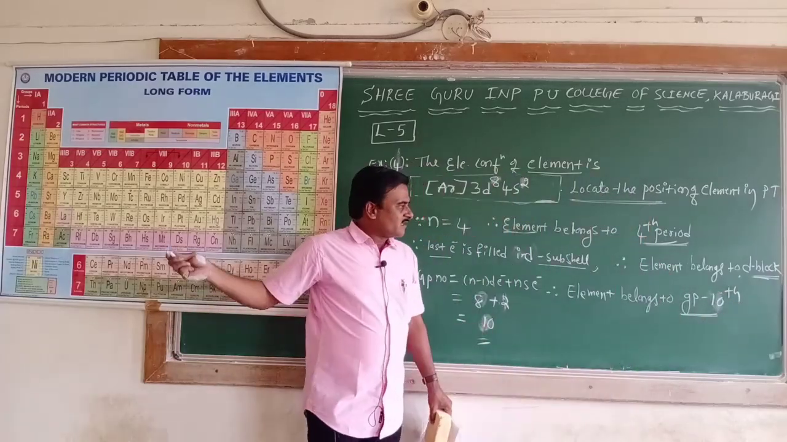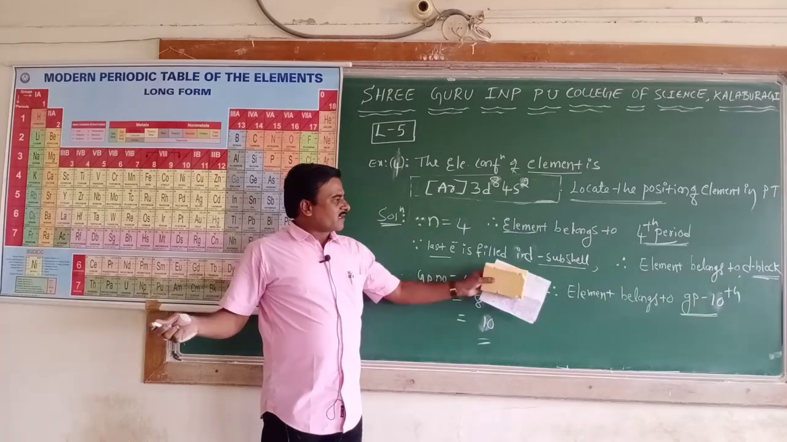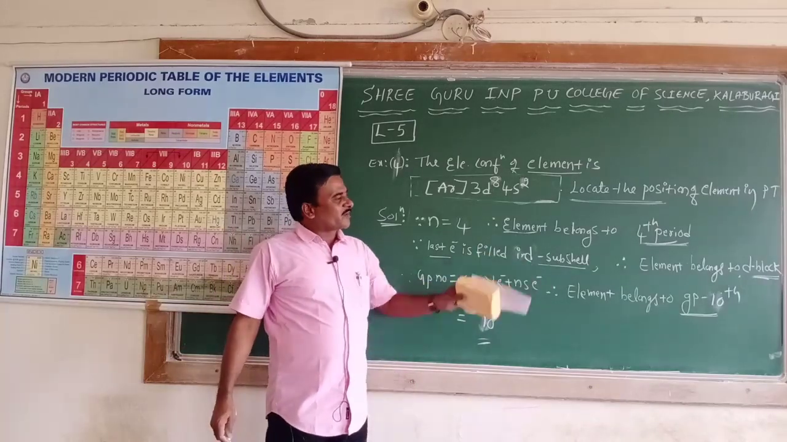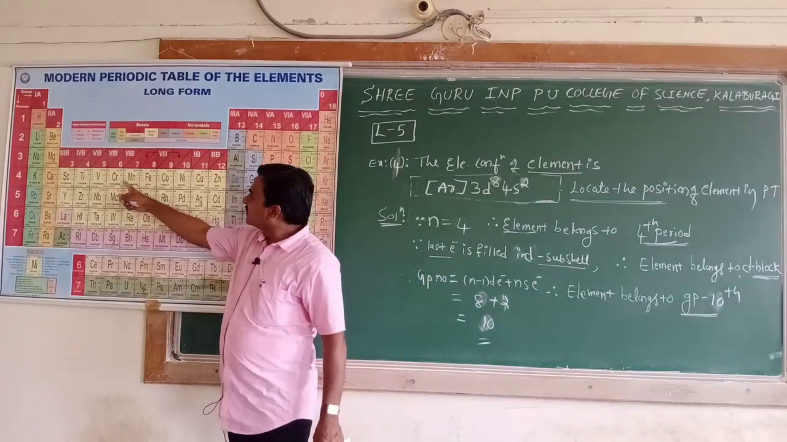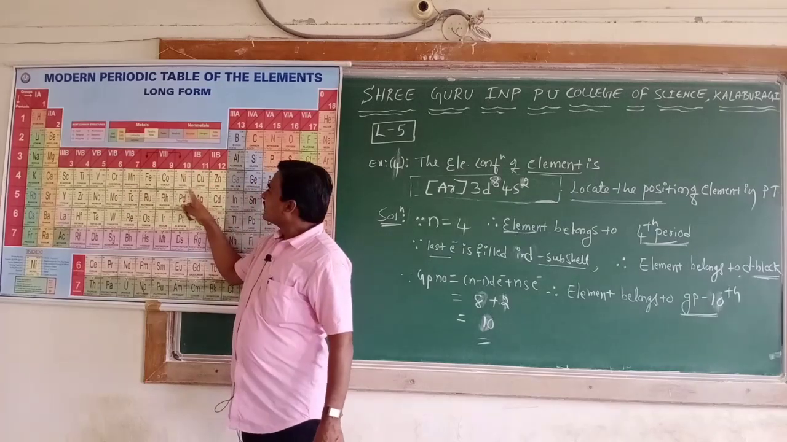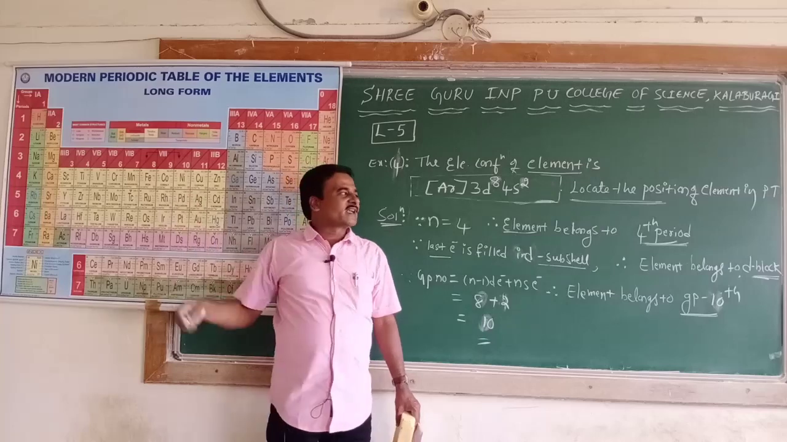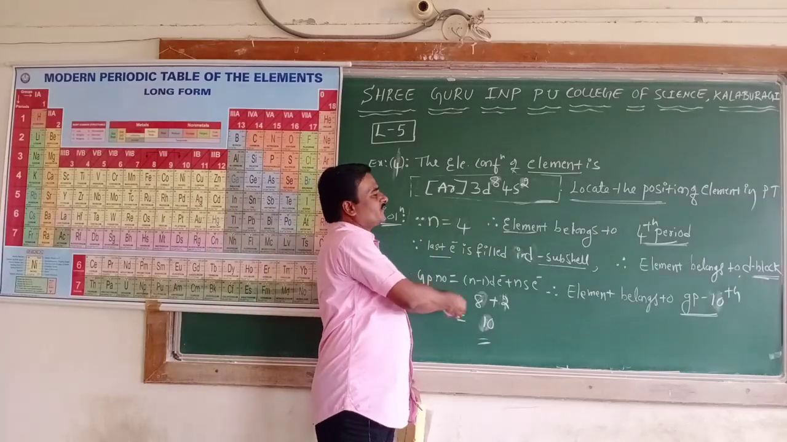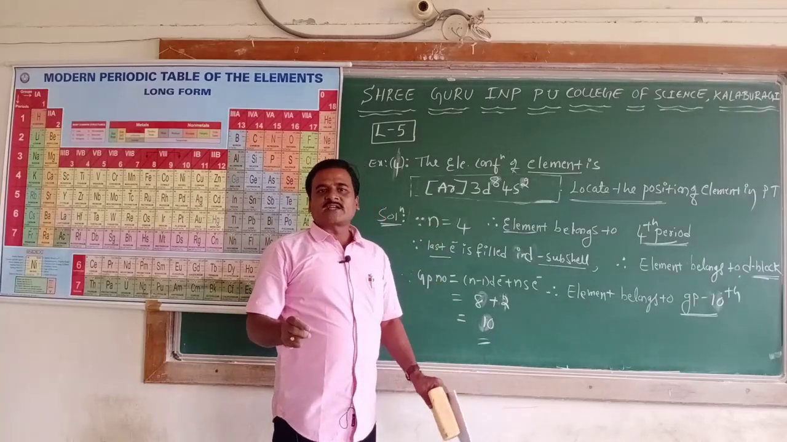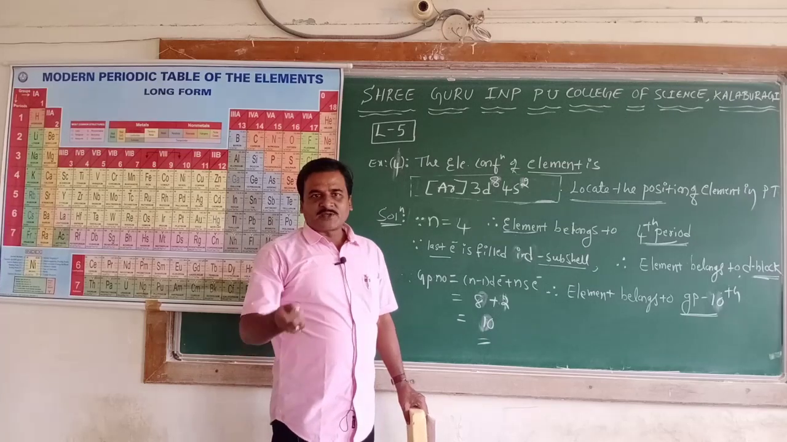You can check: 10th group, 4th period element, group number 10, and it is 3d8 4s2. It is the element nickel. So this is how we are going to locate the position of an element in the periodic table.